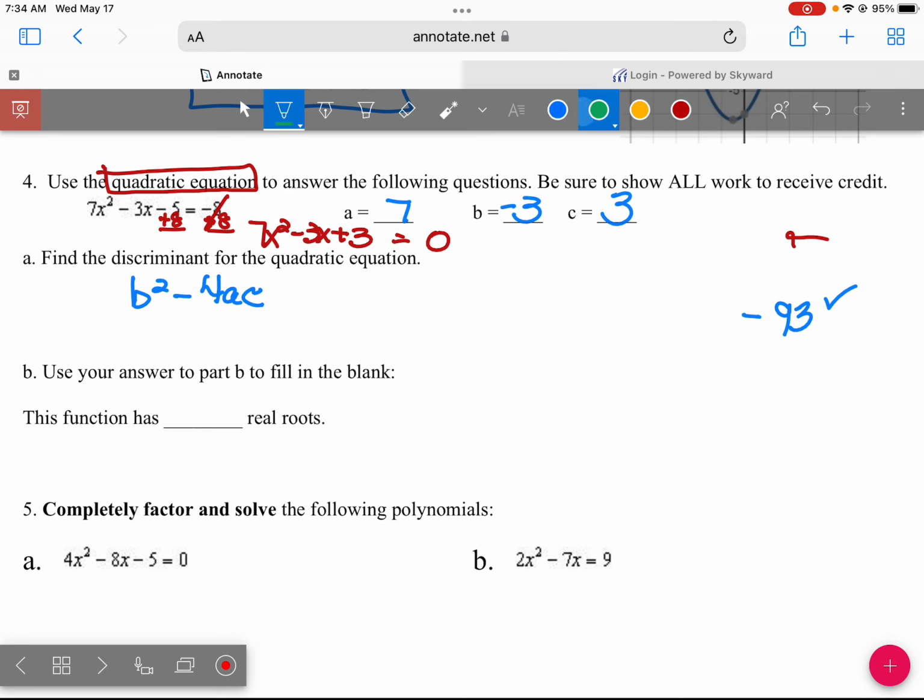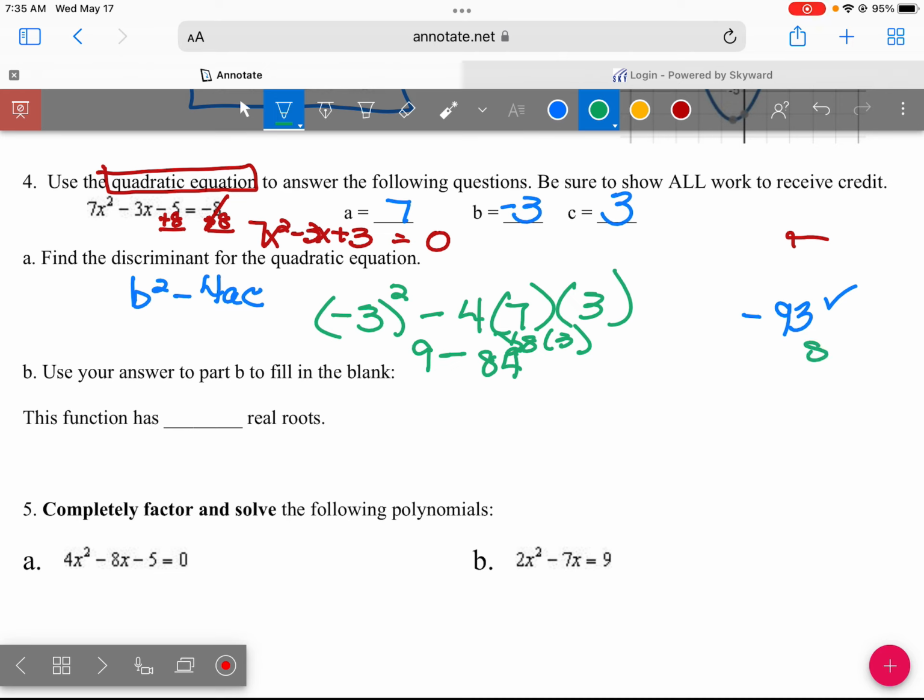B is -3, so I'm going to say -3 squared, and again, you have to put it in parentheses on the calculator, minus 4 times my A value is 7 times my C value is 3. -3 squared is 9 minus 4 times 7 is 28, and 28 times 3 is 84. Is that right? 84. So I get 9 minus 84, which is going to be, actually, I get -75. -75.